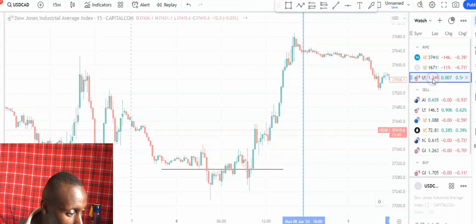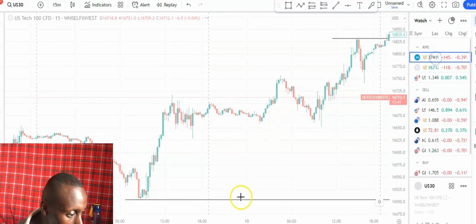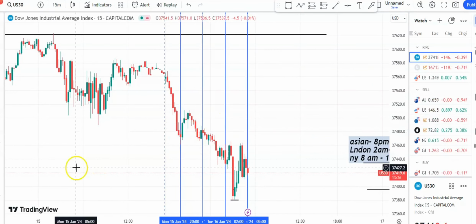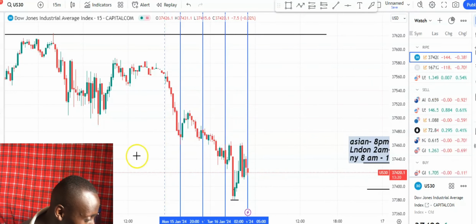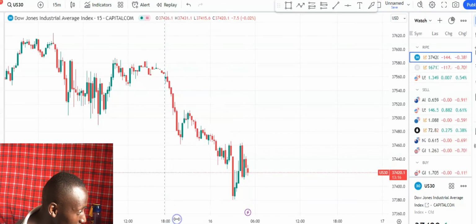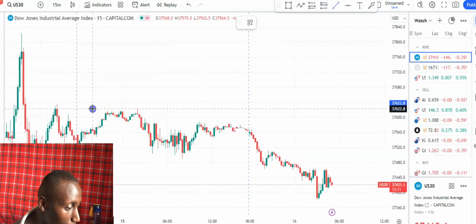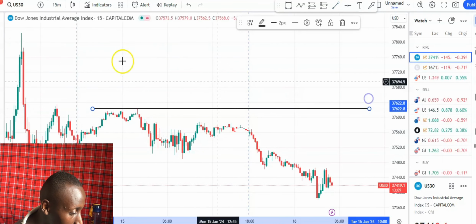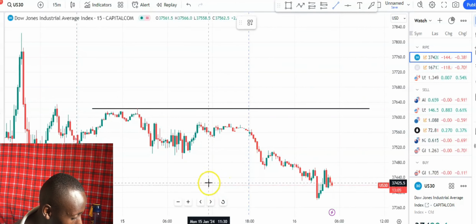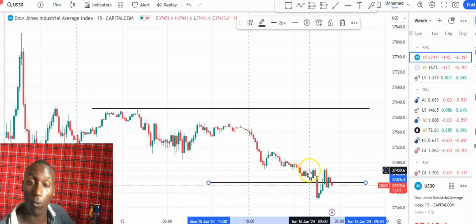So another example is, let's look at US 30 today. The thesis is that we are buying, because if you look at where the high and the low of the week are, we have our high of the week there, and we had our low of the week there prior to the London Open.